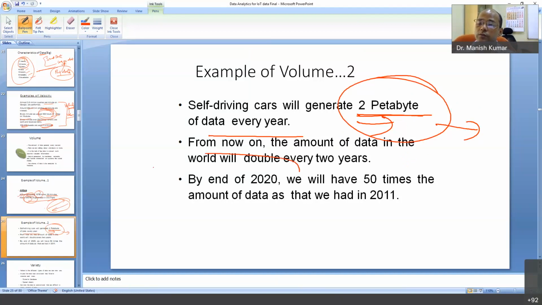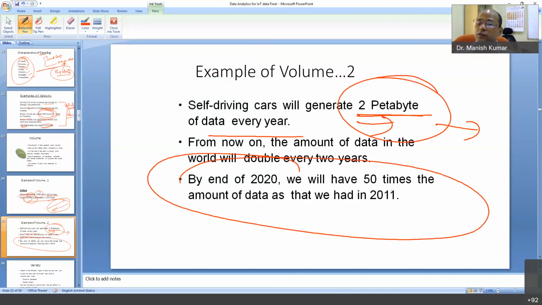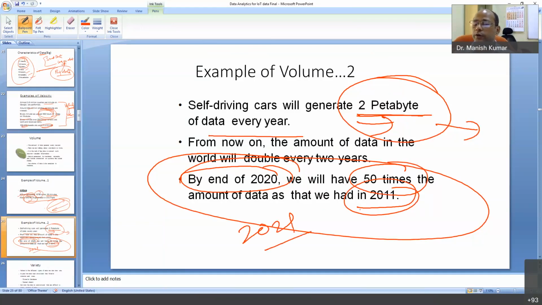So this was the prediction from last year. You can see that by the end of 2020, we were experiencing 50 times the amount of data that we had in 2011. So obviously we are at 2021, so this could have increased by maybe 55 times. Okay, so that is what the case is.